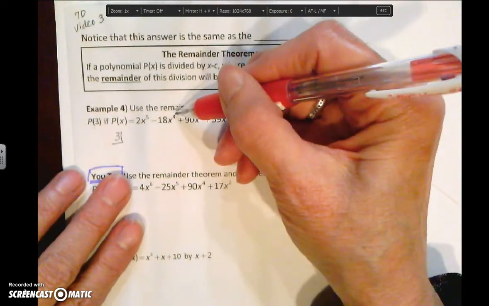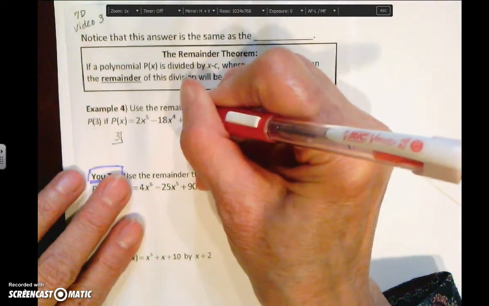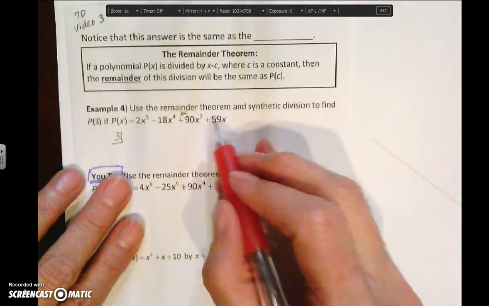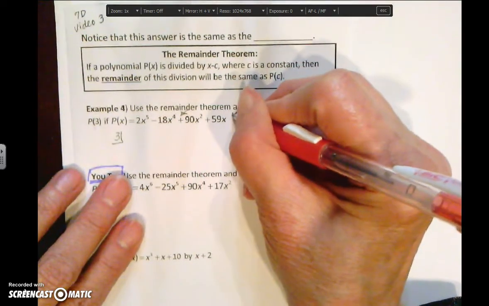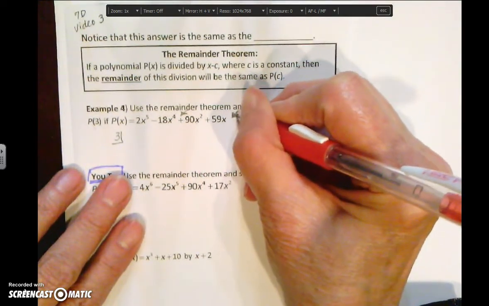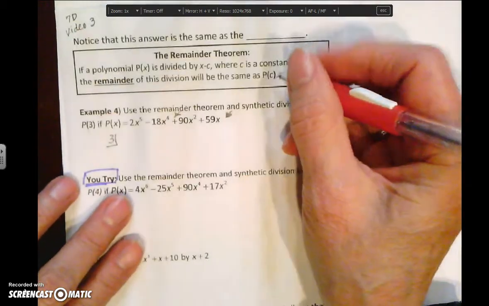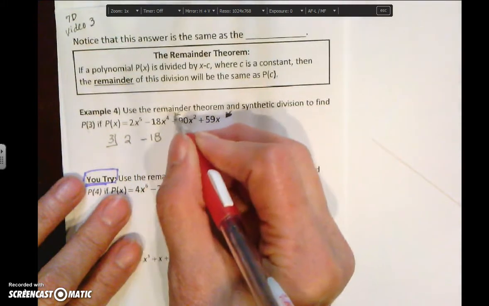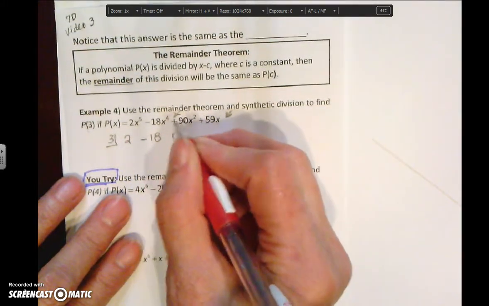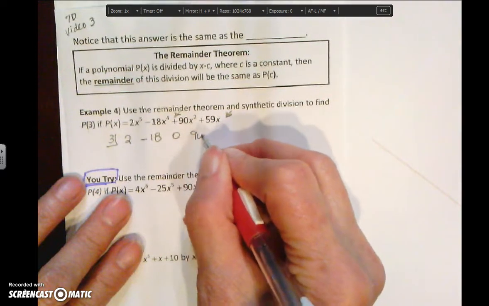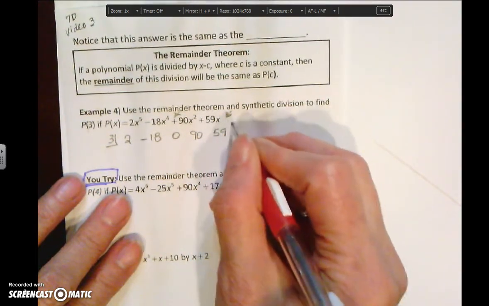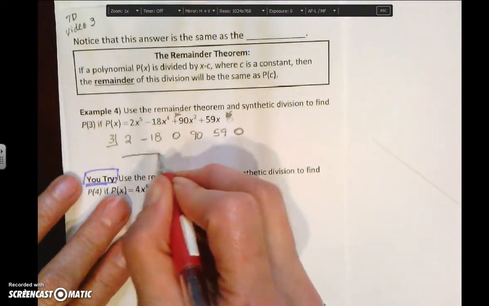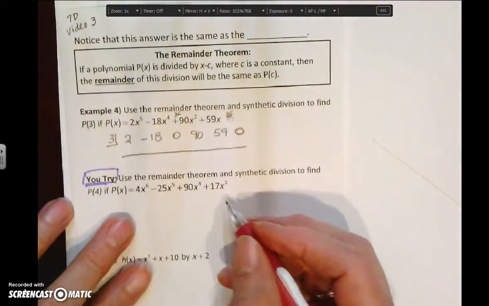It is in descending order, but it looks like we're missing the x cubed term. You've got x squared, x, and then we're also missing the constant term. Even though it's at the very end, you're still going to need to include that. So I'm going to have a 2, a minus 18, then a 0 for the x cubed term, then 90, 59, and then a 0 for the constant term right there. Then I'm going to draw the line underneath it, and do my synthetic division.